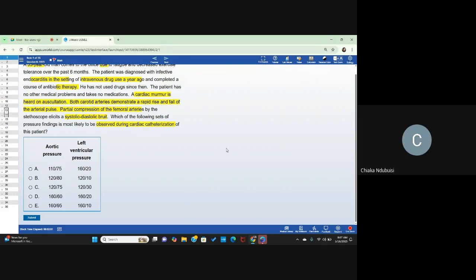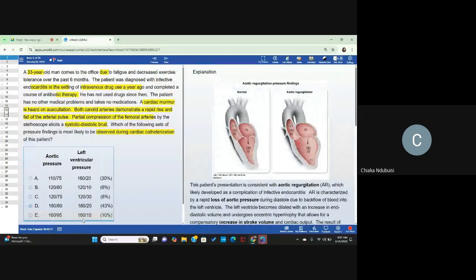I think the answer will be D, because both left ventricular pressure and aortic pressure will be increased, mostly systolic, and then diastolic will be decreased. So it would be the right answer for me. Very good. Again, we know that the patient's presentation was consistent with aortic regurgitation. That's also a complication of infective endocarditis.